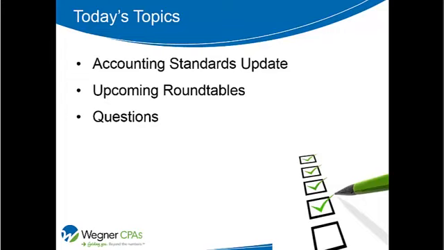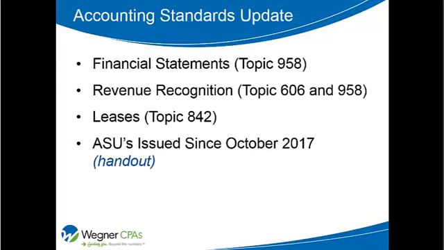So let's get started. The 3 main accounting standard updates that we're going to focus on today are financial statements, which is topic 958, revenue recognition, topic 606 and 958, and leases, topic 842. Again, the ASUs that we've issued since October 2017 are included in your handout. So again, read through those to see if there's anything that might be applicable to you and your entity. And if so, reach out to your accountant or auditor so that we can provide you more information and assistance.